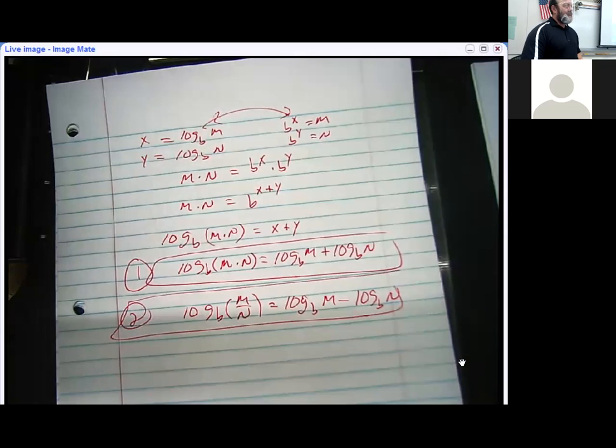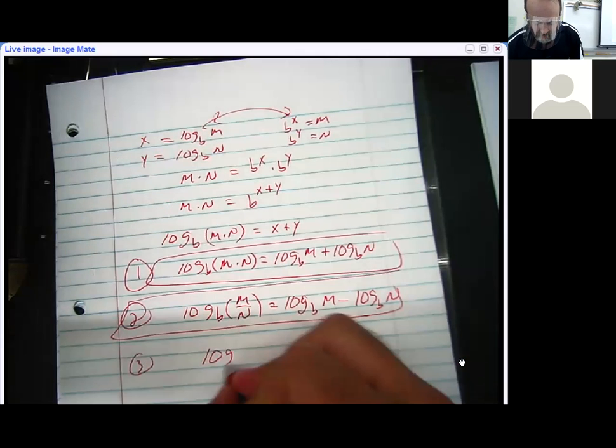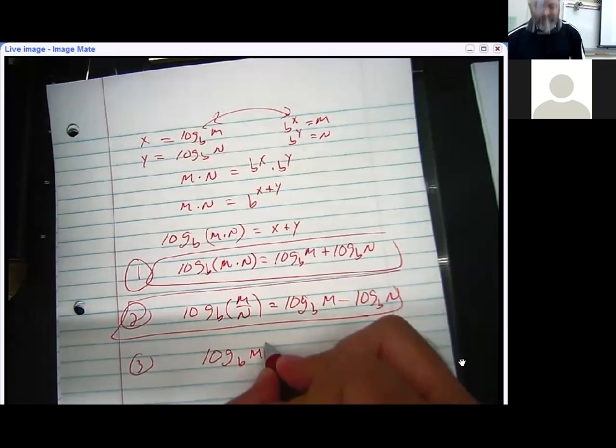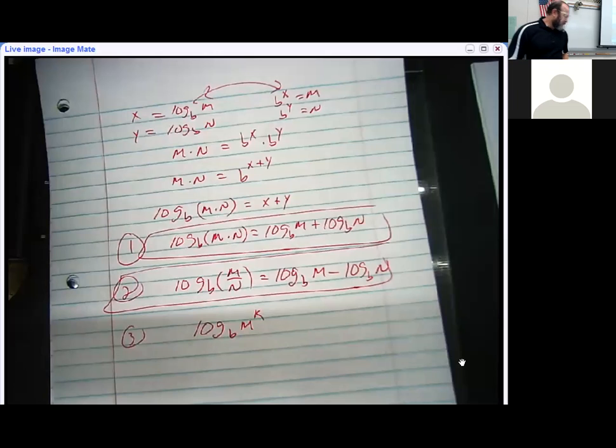This one I feel a little bit less comfy with. Number three. The log base b of m, I guess I'll put a k there. I don't know. That may not be the best one, but I think I'll run with it. Log base b of m to the k.